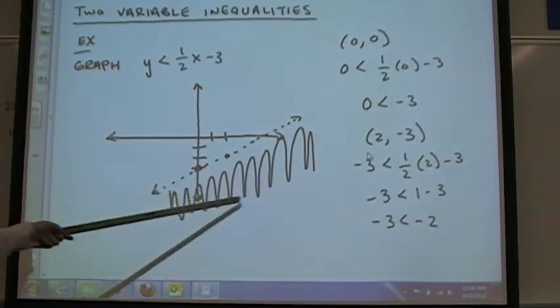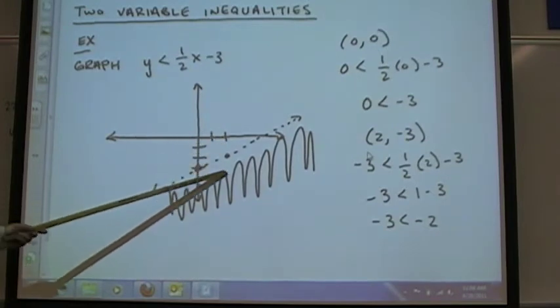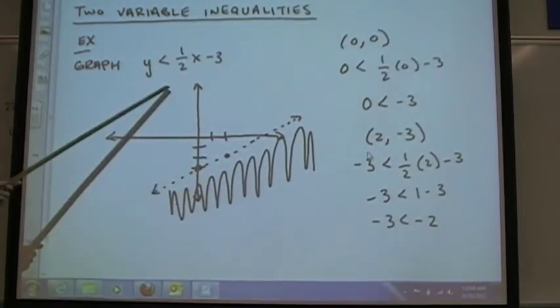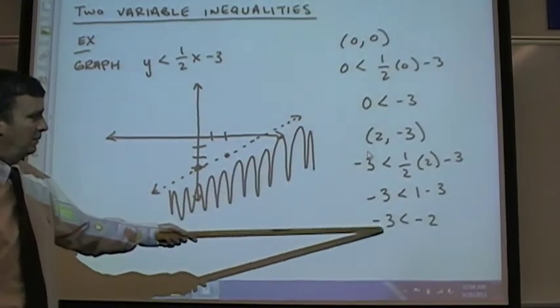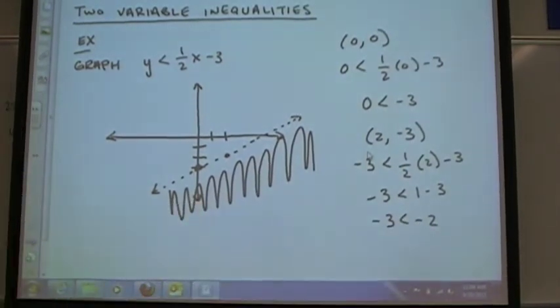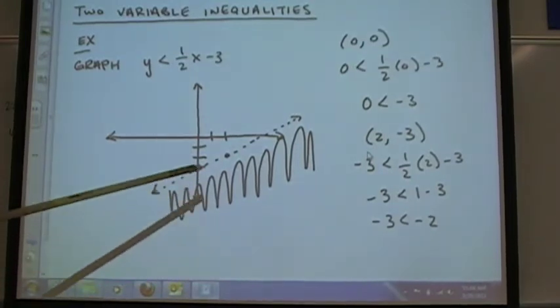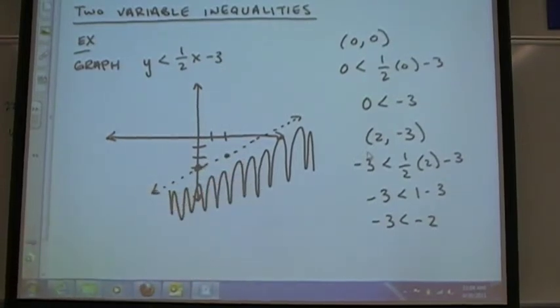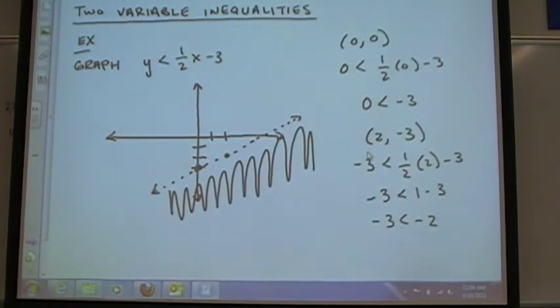Then I tested another point. I tested a point inside the shaded region, which I picked 2, -3, which is about right here. And just plugged it in. -3 went in for y, 2 went in for x, and I ended up with -3 is less than -2. Is that true or false? That's true. So that tells you that point, 2, -3, has to be part of the shaded region. So I would shade towards 2, -3, and away from 0, 0. All right? Let's look at another one.